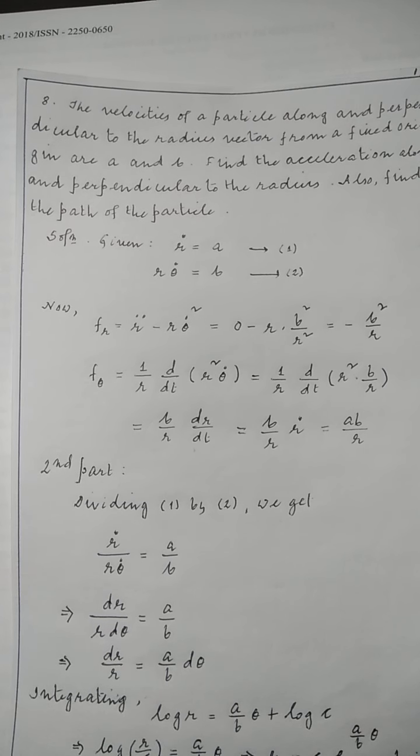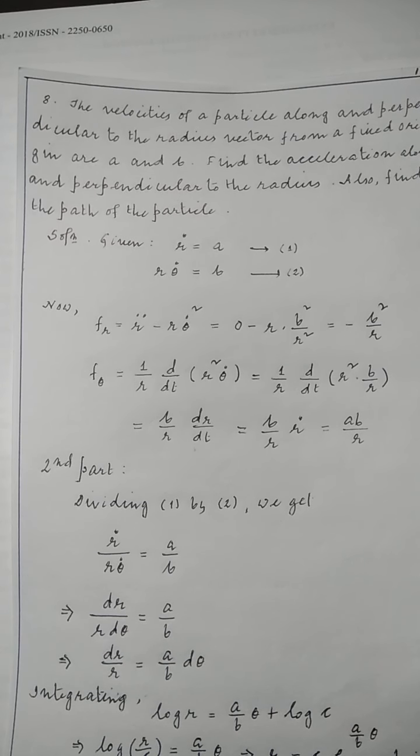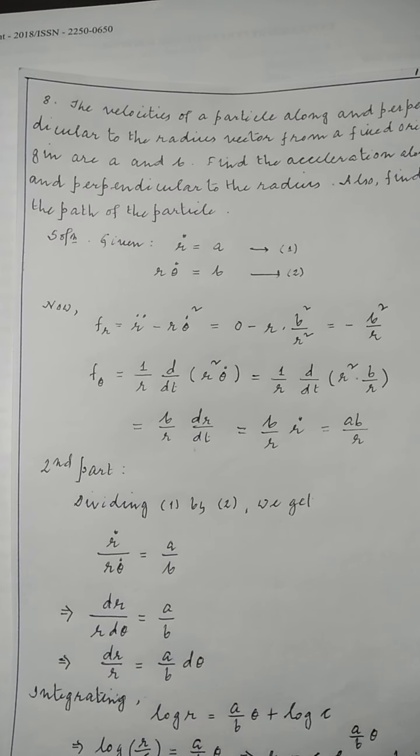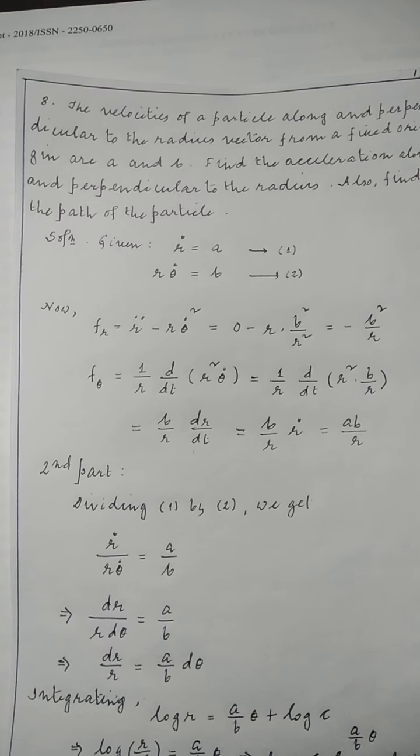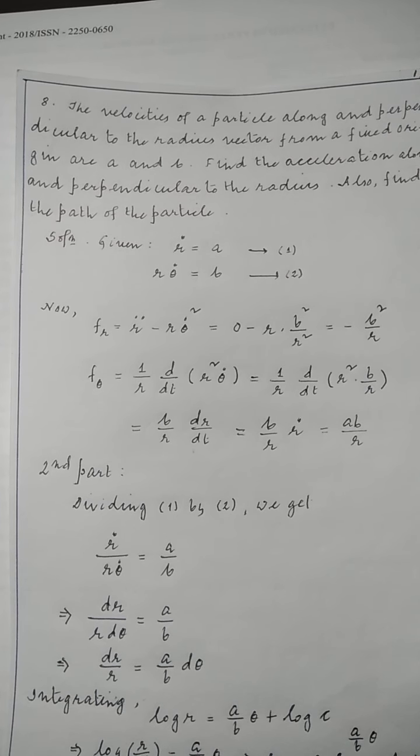So from logarithmic form we can write down the exponential form also. So what is the exponential form of this? If you want to write down the exponential form, it is r by c is equal to e to the power a by b theta. So if you cross multiply, ultimately you will get r is equal to what? C, then e to the power a by b theta. So this equation will give you the equation of the path of the particle. So this way we can solve this problem. So let's solve another problem which is similar to this.